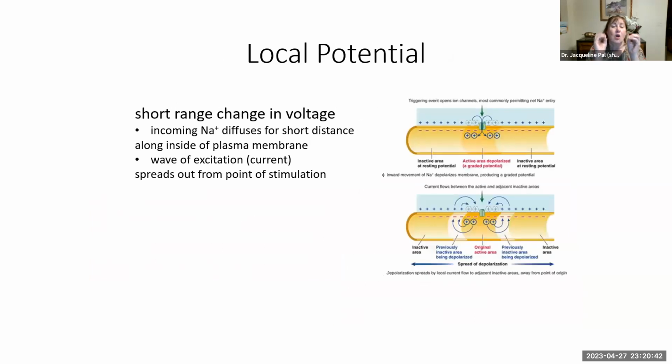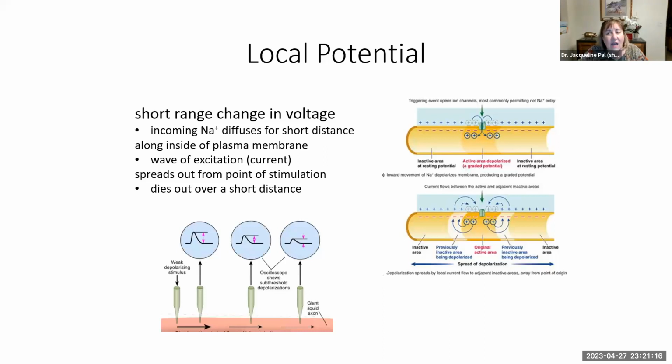All right. So when we have a voltage change, we have a triggering event and the ion channels are open and the sodium rushes in. That first part is called a local potential. It is a short range. It is very local. So that incoming sodium only diffuses out a little bit along the inside of the plasma membrane. Yes, it creates a little current that spreads out, but it's not going all over LA County. It's just staying like in your bedroom area, that sort of thing. Okay. And it dies out.